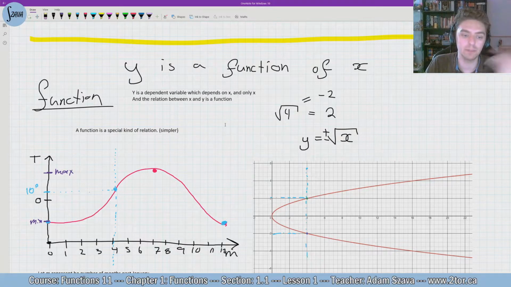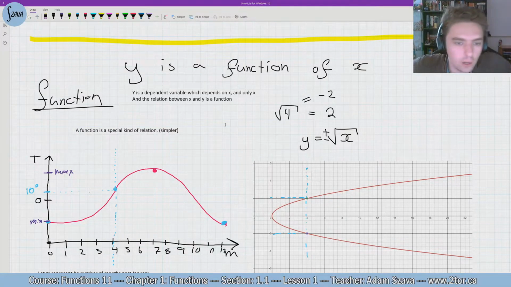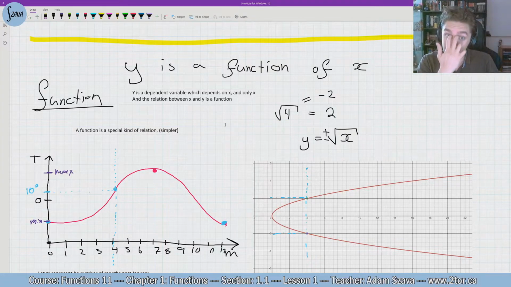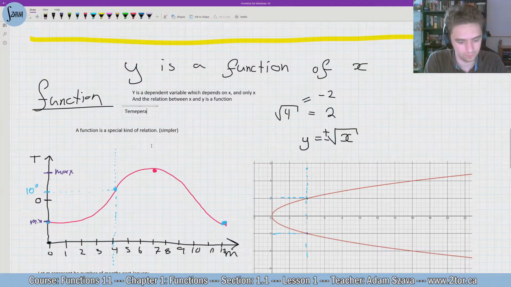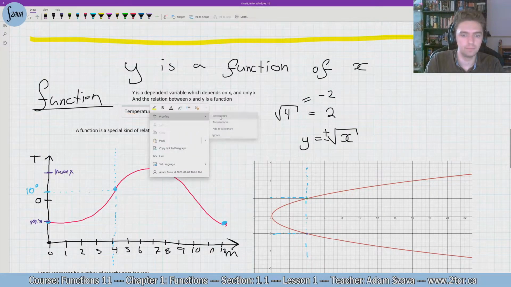Okay, so it's not like temperature depends on time and also the number of mosquitoes in the world. No, it depends on time, what time of the year you're in, right? And so we see that also the relation between x and y, between temperature and time, for example, is a function. Okay, so in that sense, we say that temperature is a function of time.